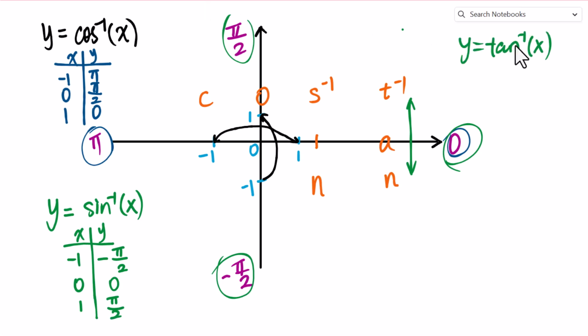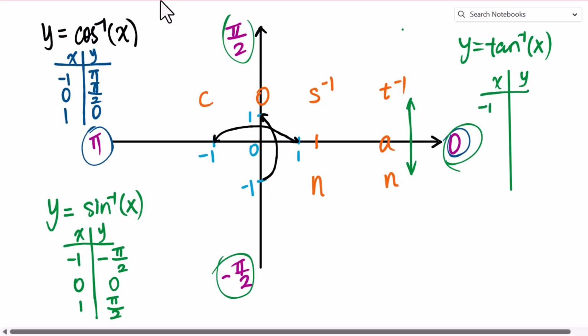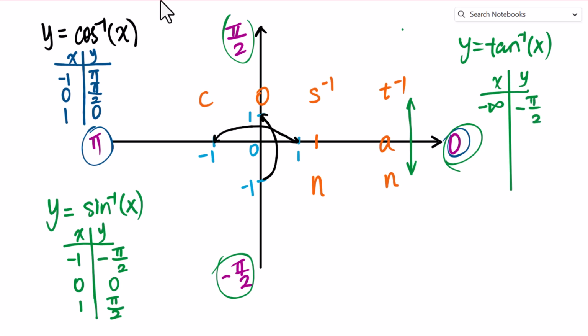For inverse tangent of x, when x equals negative infinity, y is negative pi over 2. When x equals 0, y is 0. When x equals positive infinity, y is pi over 2. In other words, we have a horizontal asymptote line, y equals plus or minus pi over 2.